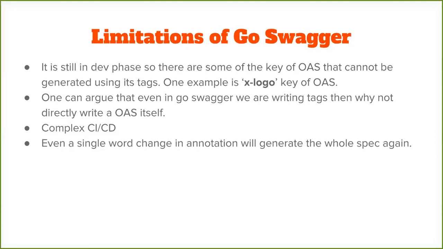And one more limitation I see is that even if you change a single annotation, a single word, even a typo, it will generate the whole spec file again. And if our API server grows large, it could be thousands of lines of YAML file, right? So this is one of the limitations.